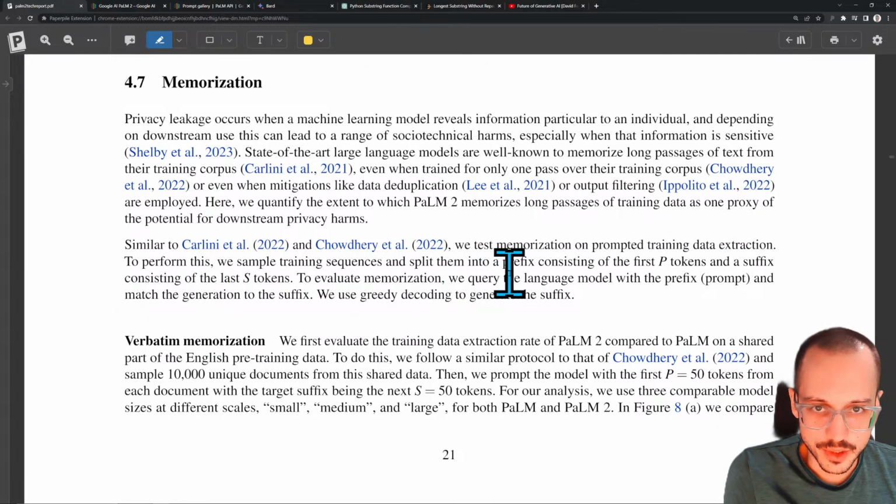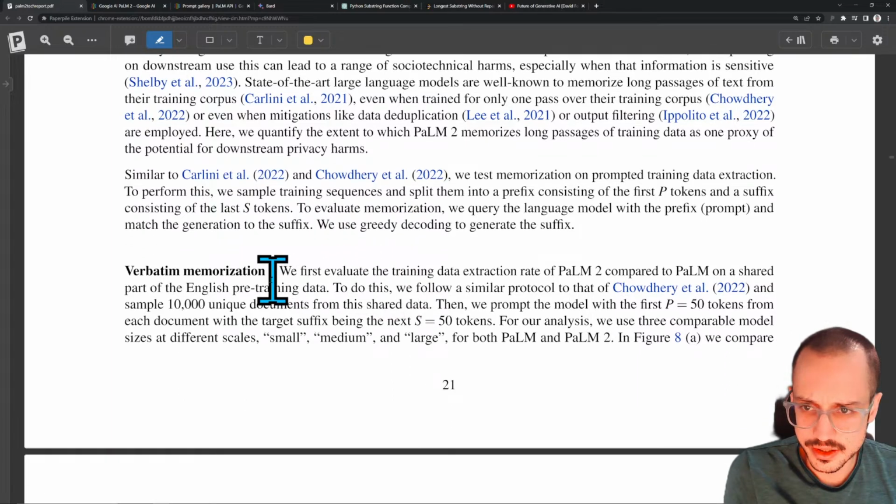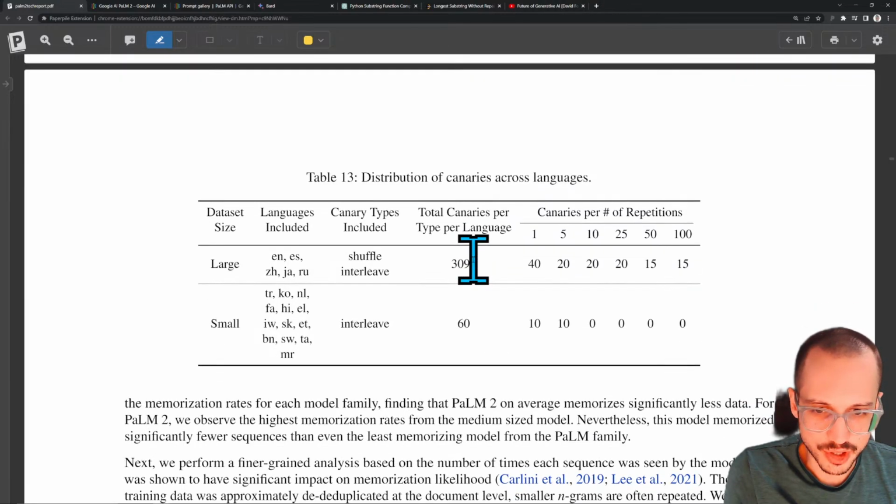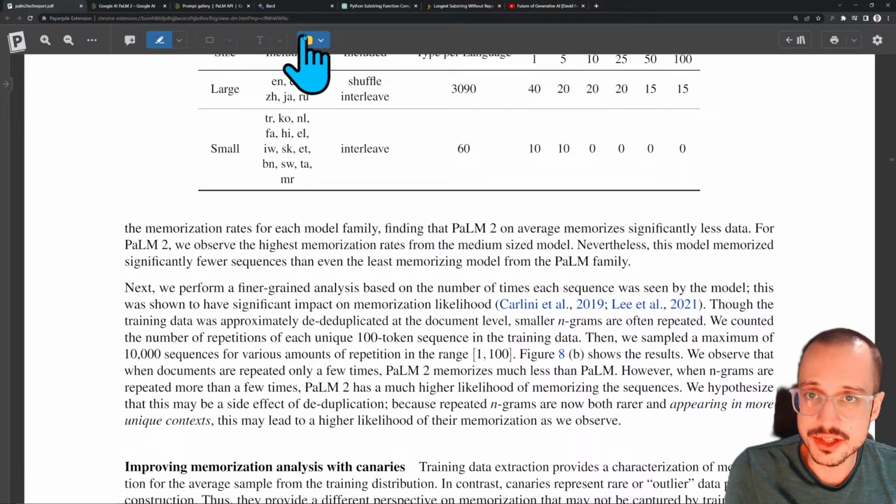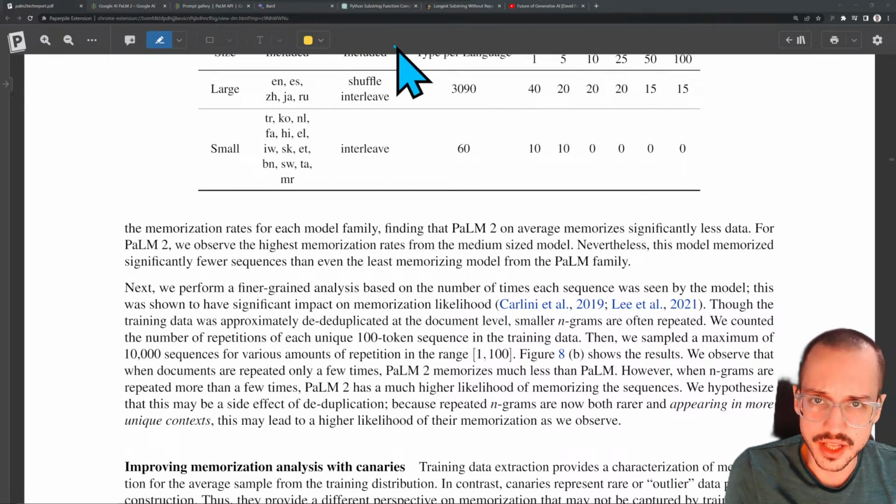To evaluate, we query the model with a prefix and match the generation to the suffix. We use greedy decoding, verbatim memorization. I don't feel like memorization is technically a bad thing. I feel like that's actually kind of a good thing, right? If your language model is able to memorize specific data, especially if you're using it for like lookup, you know.